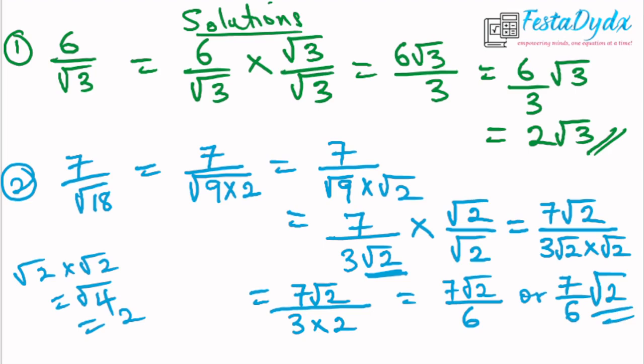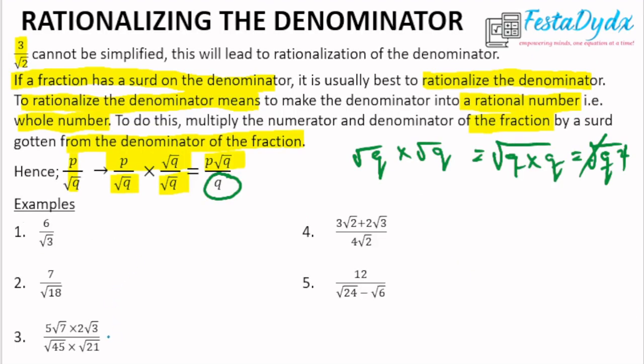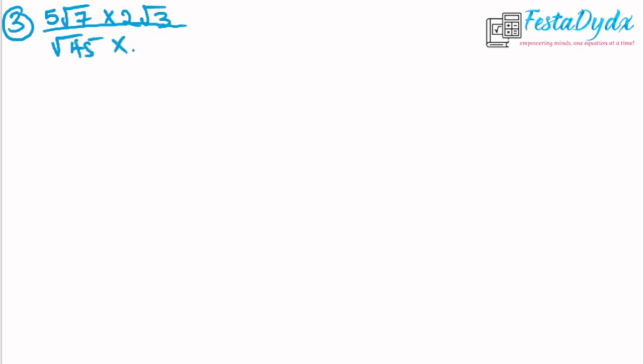So now let's move to question number 3. For question number 3, we'll have 5 root 7 times 2 root 3 all over root 45 times root 21. So for the numerator, we have to work with multiplication of surd, whereby we say whole number with whole number, surd with surd. So the whole number here will have 5 times 2.